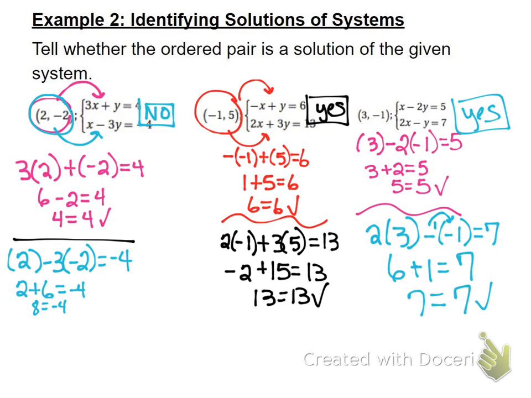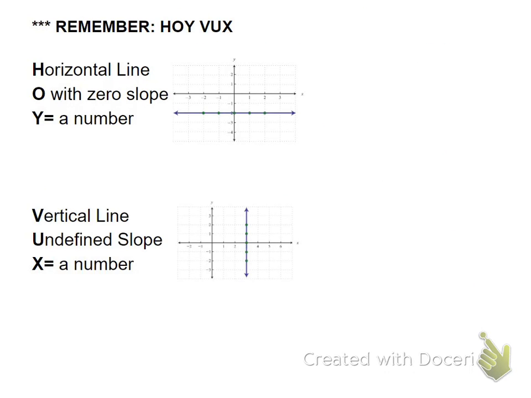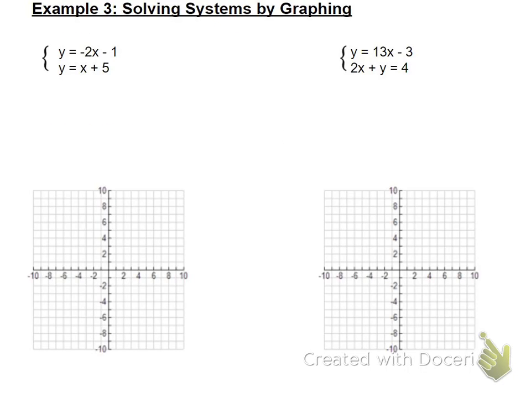Okay. So now, this is where it gets to be fun, you guys. So we're going to take example 1 and example 2, and we're going to put them together. Before we do that, just a quick reminder. For a horizontal line, it has a 0 slope, so y equals a number. For a vertical line, it's going to be an undefined slope, and then x is going to equal a number. Okay, so example 3, solving systems by graphing.